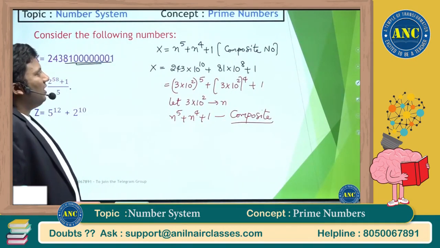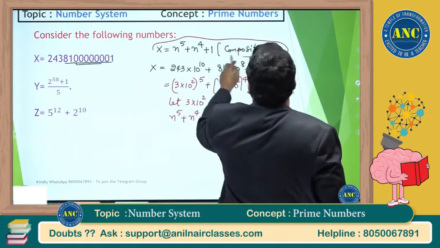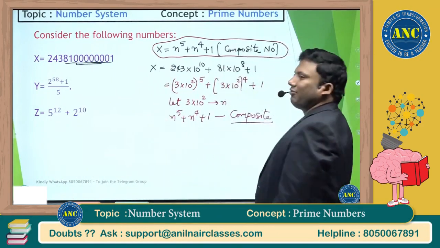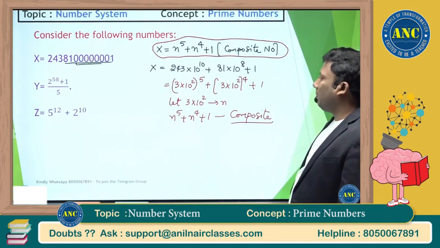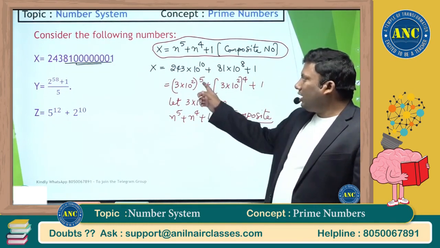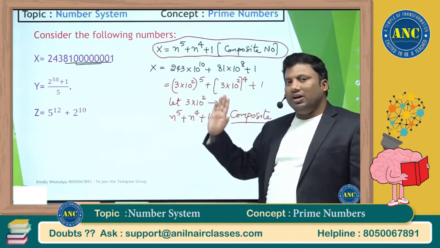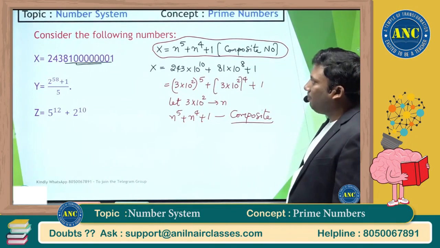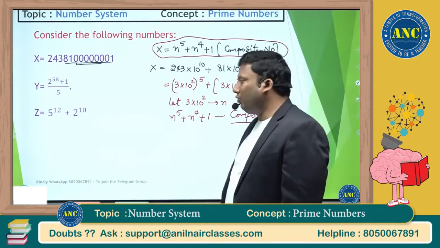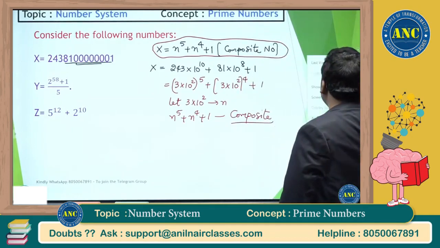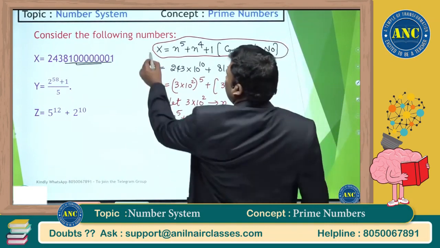N power 5 plus n power 4 plus 1. 243 into 10 power 10, 81 into 10 power 8 plus 1. 3 into 10 square power 5, 3 into 10 square power 4 plus 1. 3 into 10 square is n, so n power 5 plus n power 4 plus 1. Any question which is of the form n power 5 plus n power 4 plus 1, it is composite. First one, it is composite.